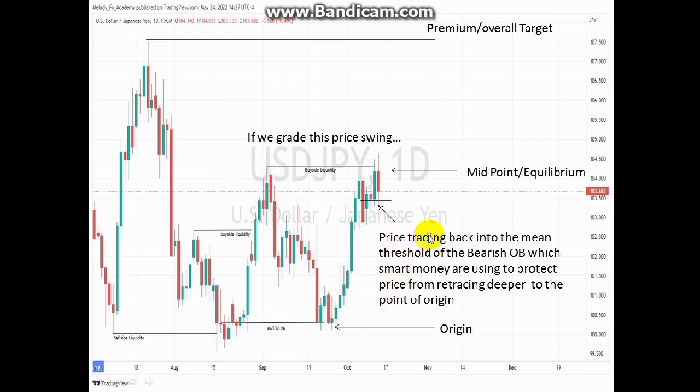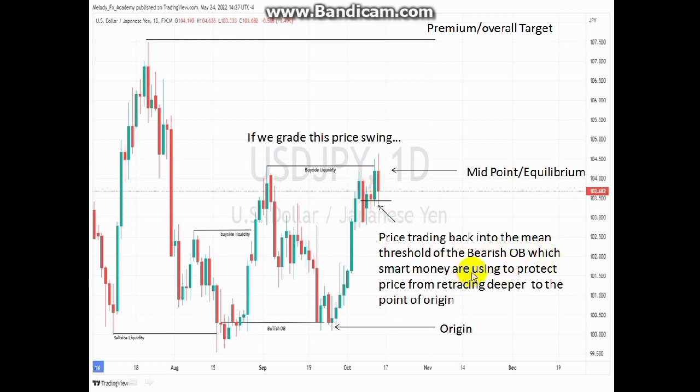So price is trading back into the mean threshold of this other block. This is another block when we add this break of structure to the upside. As you can see, price retraced back down into the mean threshold of the other block. In other words, this is the midpoint of it. Measuring these single candles, we will have this as the midpoint. We'll talk about that when we get to the PD array matrix.